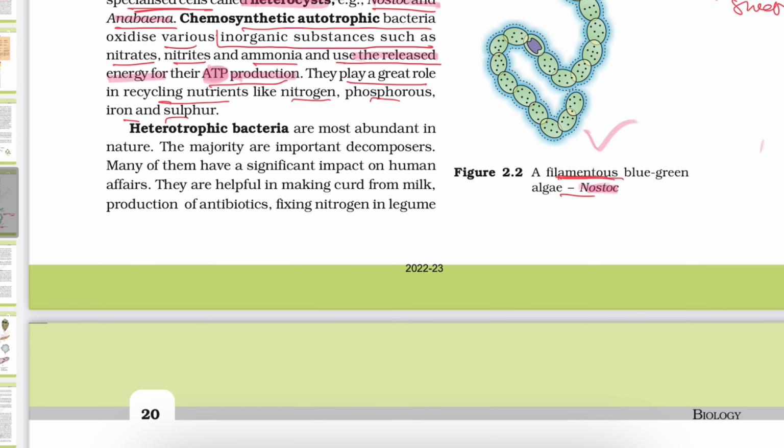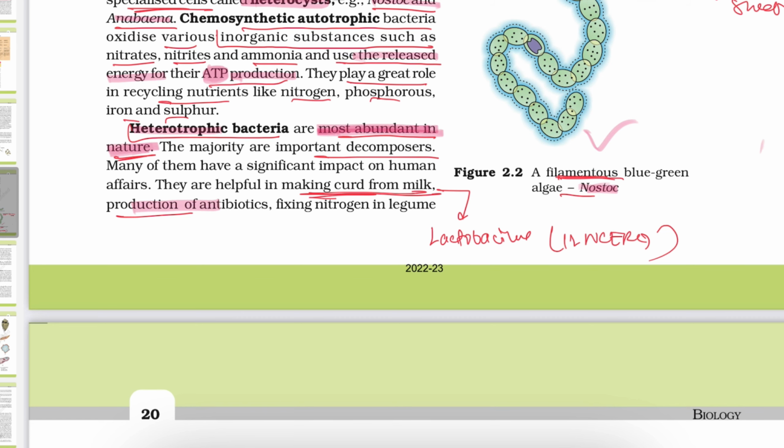Now come to heterotrophic bacteria. Heterotrophic bacteria are the most abundant in nature. It is important: the most abundant bacteria found in nature are heterotrophic bacteria. The majority are decomposers. Obviously, heterotrophic means they cannot produce their own food, so they are decomposers. Many of them have a significant impact on human affairs, such as helping in making curd from milk. Which heterotrophic bacteria? Lactobacillus. This is given in class 12 NCERT.